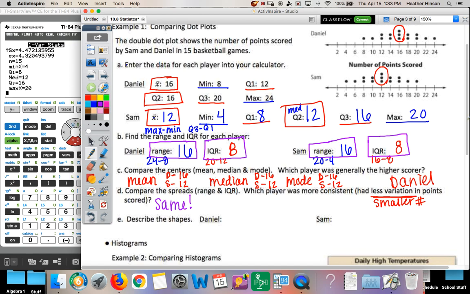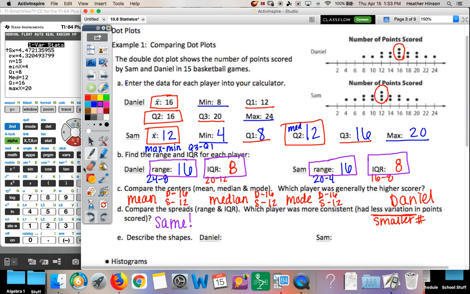Okay, what about the shapes of their graph? So if we go up here to their dot plots, we draw a little shape. Does his have a tail on one side or is it pretty symmetrical? That one's pretty even, actually perfect. You have 3, then you had 2 2s, then you had 2 1s. So that's actually perfect. That is symmetrical.